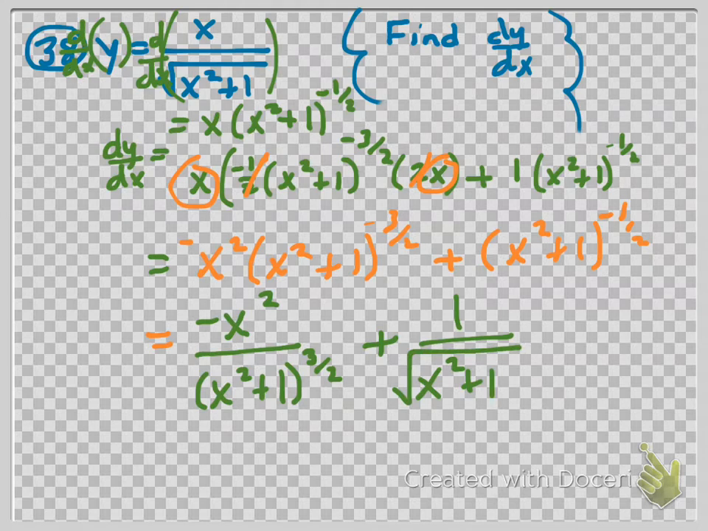What else can I do to this? That's all you got? You're just going to tell me we need a common denominator? All right, so what would my common denominator be? To the 3/2, right? Because it's the bigger exponent. So what would I have to do to the other exponent to get what I want? Multiply by a negative 1 exponent somehow. Yeah, now it's at 1/2.